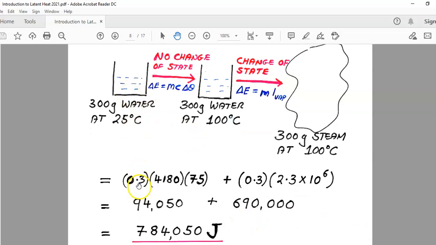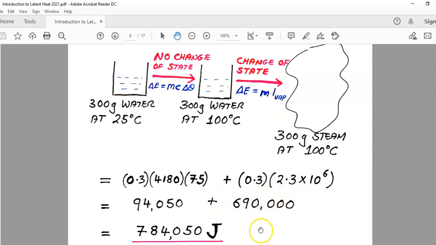So the mass of the water is 0.3, the specific heat capacity of water is given as 4180, and the change of temperature here from 25 to 100 is obviously 75. That works out as that. Here comes the change of state. The change of state is the mass by the constant, specific latent heat of vaporization, which we were given there, and that works out as that.